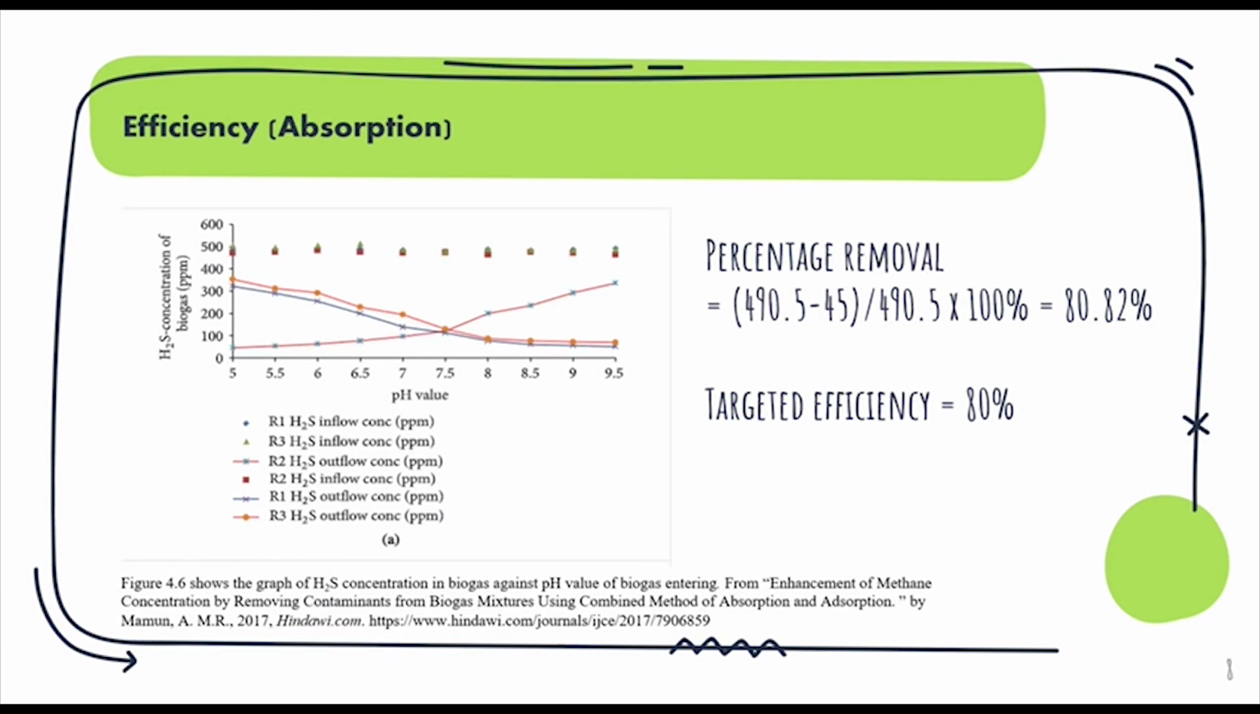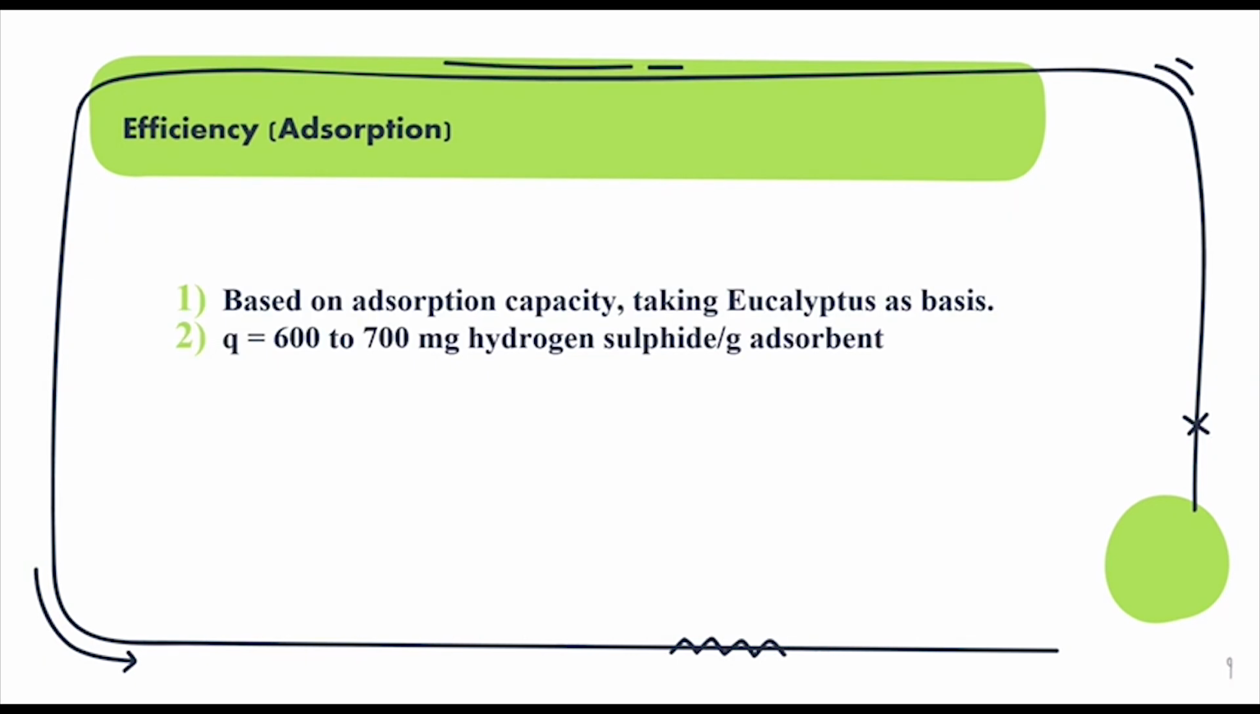As for the efficiency of the absorption unit that will be removing H2S, the graph in figure 4.6 will be used as reference. The percentage removal was calculated and the targeted efficiency is 80% removal of H2S. As for the efficiency of the adsorption unit that will be used to remove H2S, eucalyptus activated carbon was taken as the basis, and the adsorption capacity that is targeted is 600 to 700 milligrams hydrogen sulfide per gram of adsorbent.